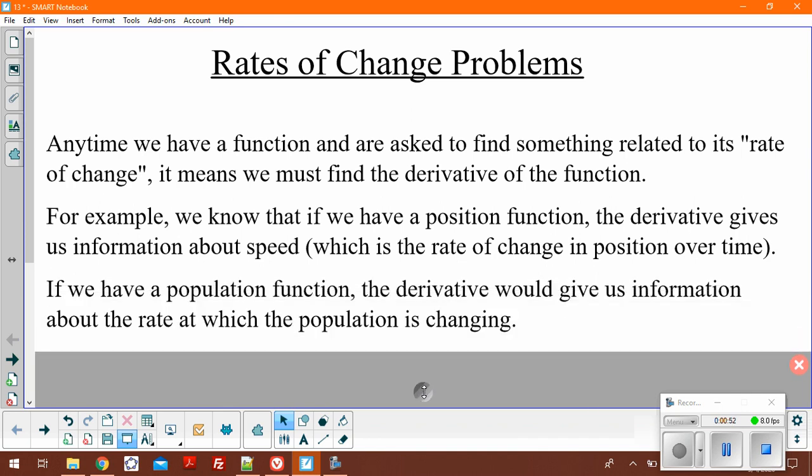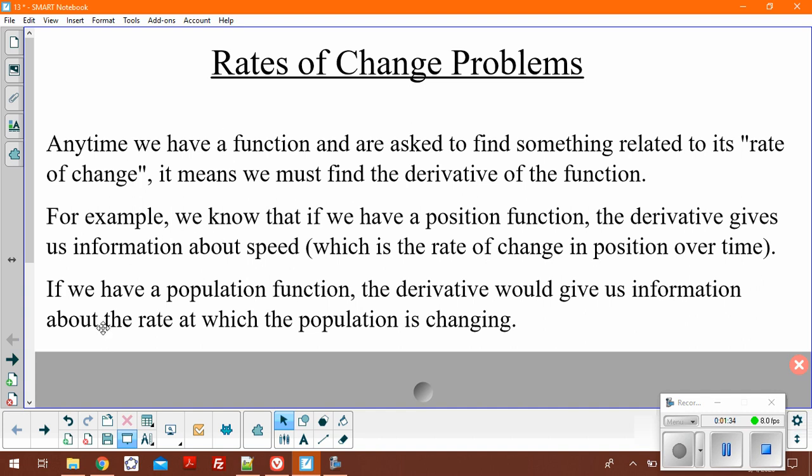If you had something like a population function, its derivative would give you information about the rate at which the population is changing. The population function would tell you how many people there are, but the derivative would tell you something like, the population is increasing by 1,000 people per year or decreasing by 2,500 people per year. So the original function gives you the quantity, and the derivative gives you the information about the rate of change. In general, if you were given a function and asked for a rate of change, most likely you need to take the derivative and then do something with the derivative.